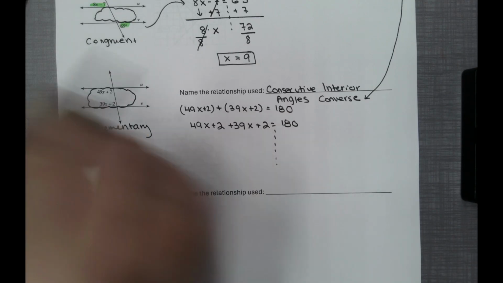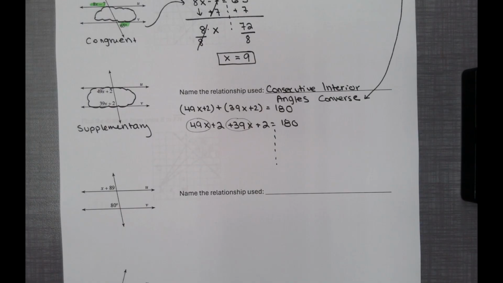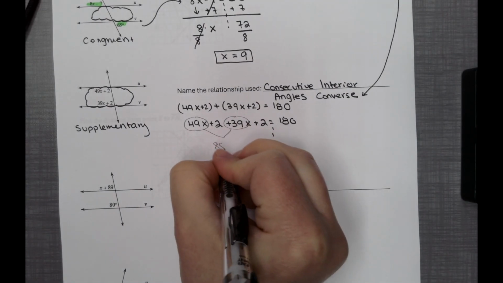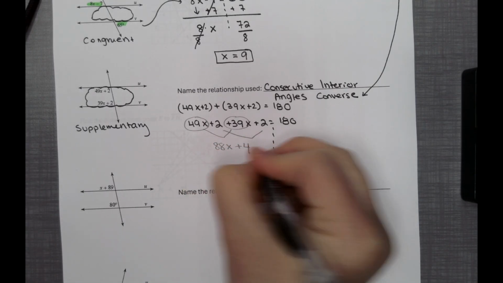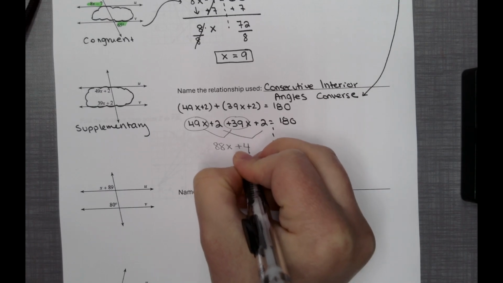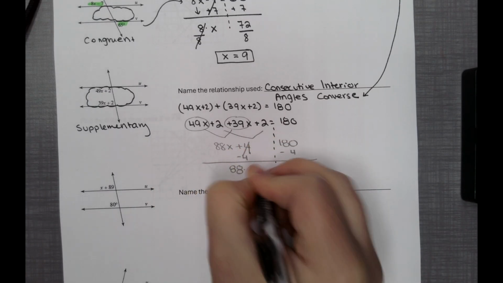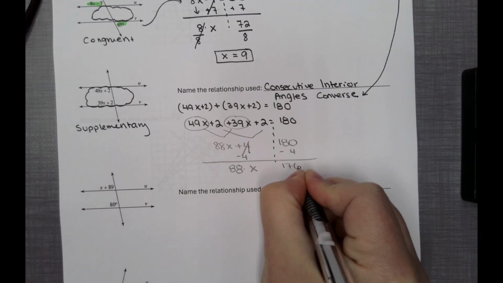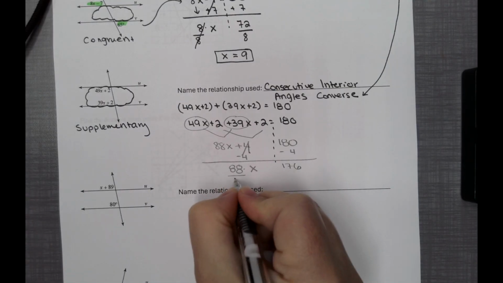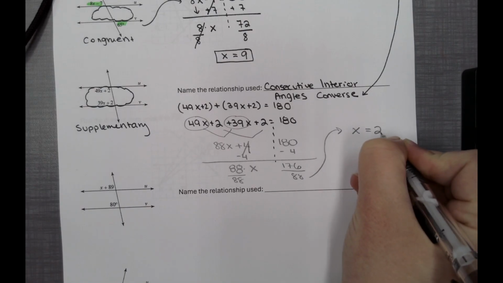Dotted line for balance. We're going to be combining 39x's and 49x's. That gives me 88x's. And then 2 plus 2 is 4. I'm going to subtract 4, bring down the 88 times x, 180 minus 4, that gives me 176, divide by 88, and I'm going to write my answer here, x is equal to 2.